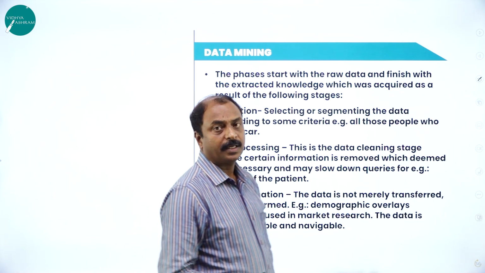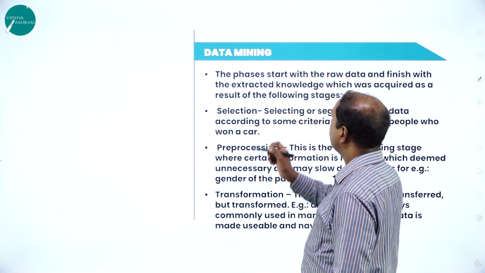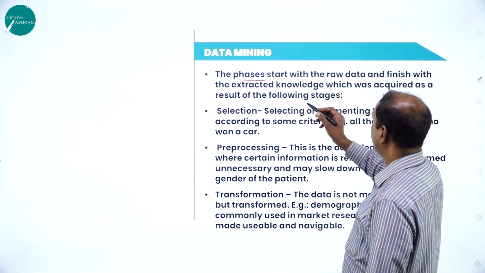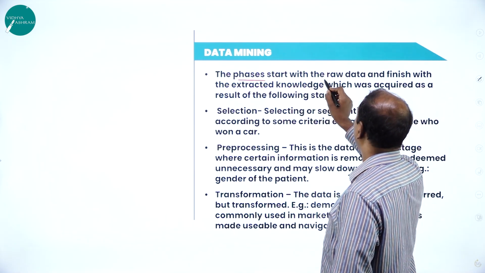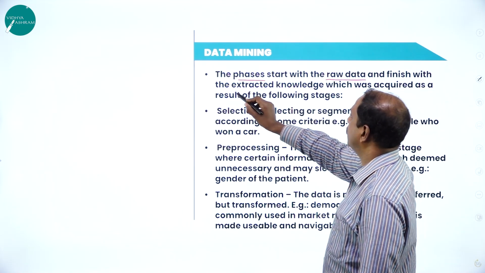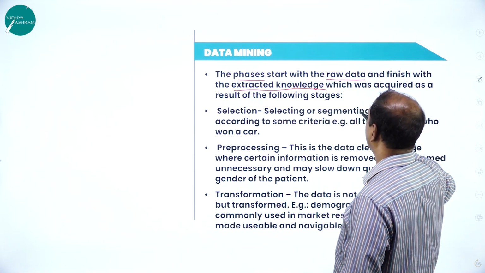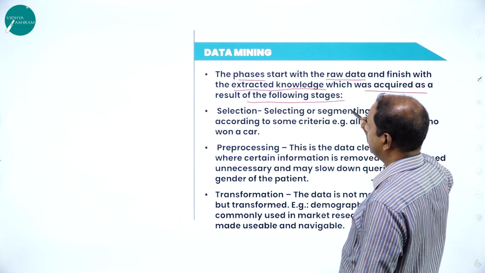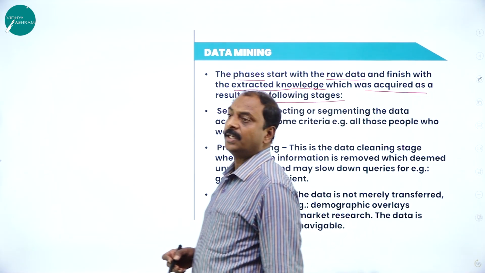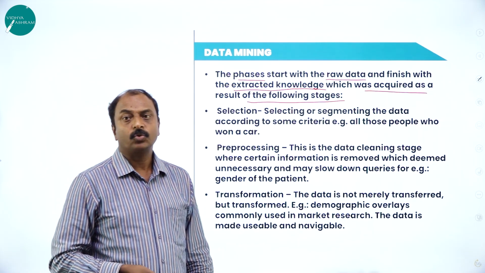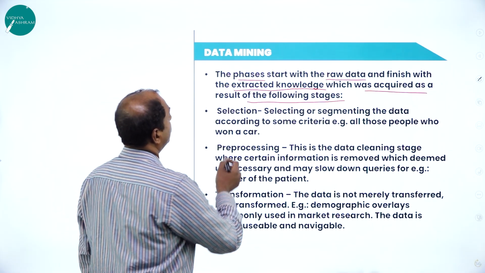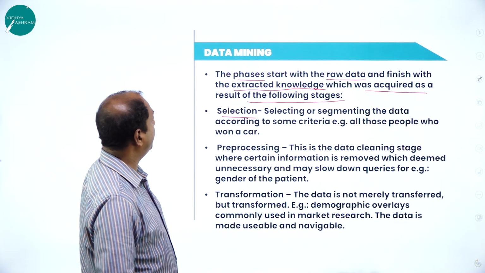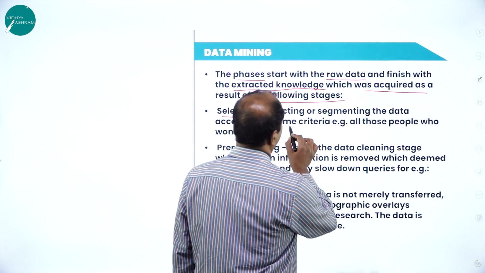Here, data mining has so many phases. It starts with the raw data and finishes with the extracted data or knowledge which was acquired as a result of the following stages. They are: the first one is selection, selecting or segmenting the data according to some criteria.